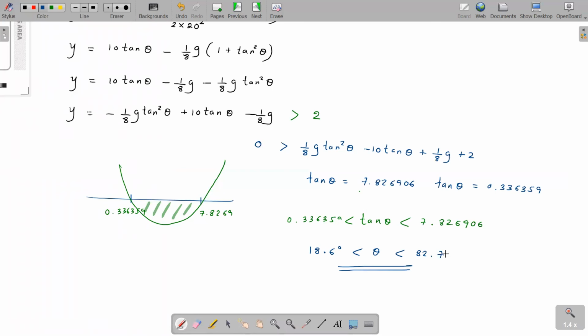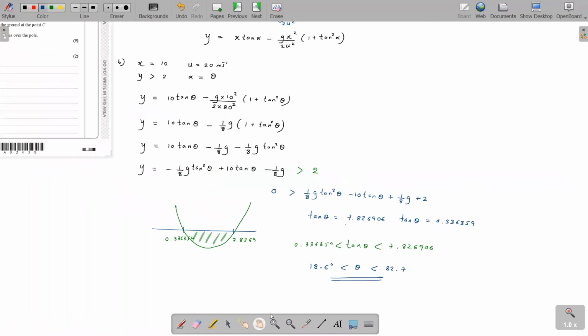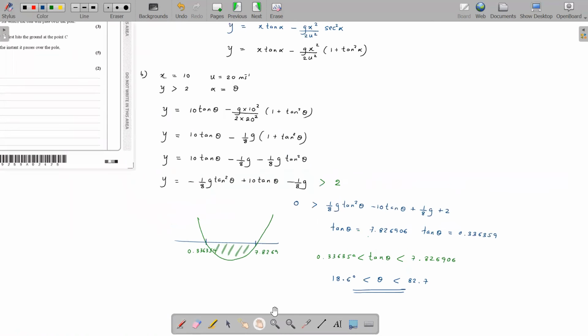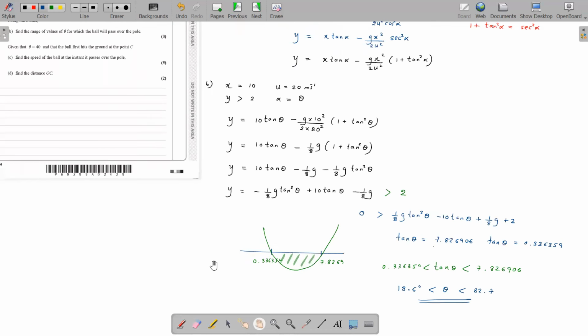So these are the range of values for your theta where the ball will go above the wall. Okay. Then the next part. Let's move on to the next part.